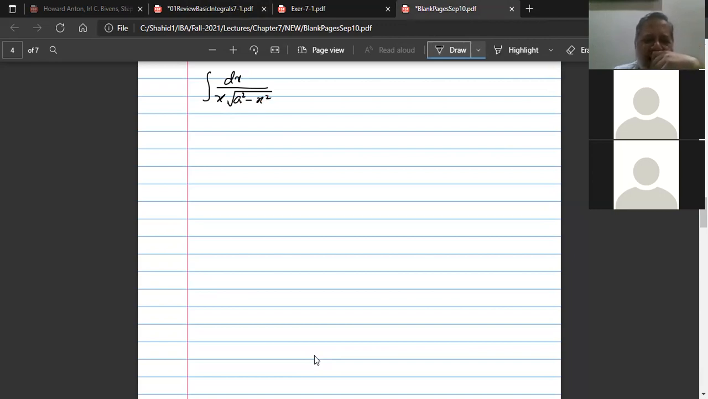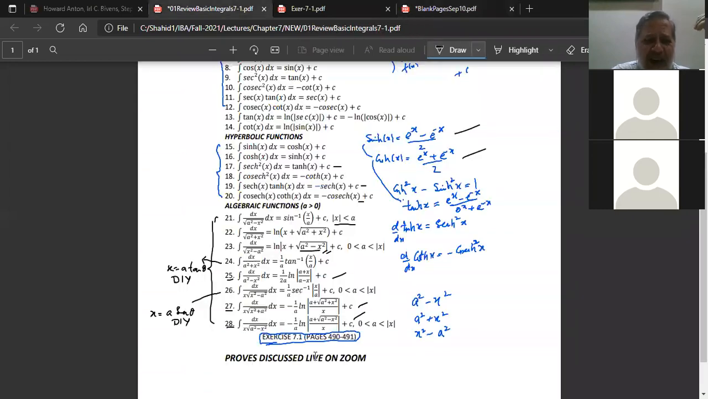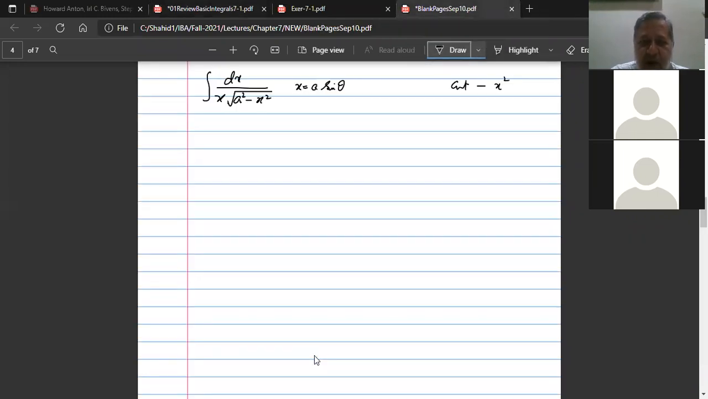What should I use as a substitution? Constant minus variable square. We have done it before. Here I will try the simple a sin theta. It may be that I get stuck somewhere. The result I have to get is in a very interesting form. Let us try this substitution.